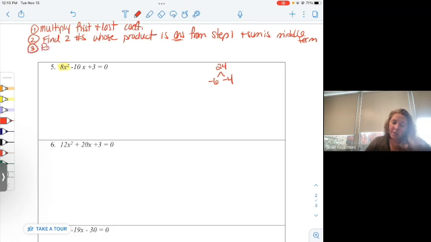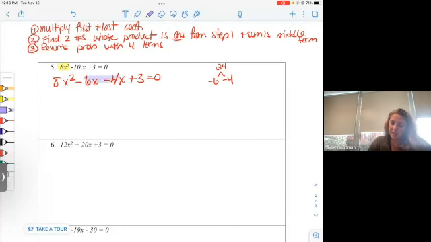Next, we're going to rewrite the problem with 4 terms. So I'm going to start off with my 8x squared, but now instead of writing -10x, I'm going to write -6x minus 4x plus 3 is equal to 0. Because mathematically, a -6 and a -4 are the same thing as a -10.